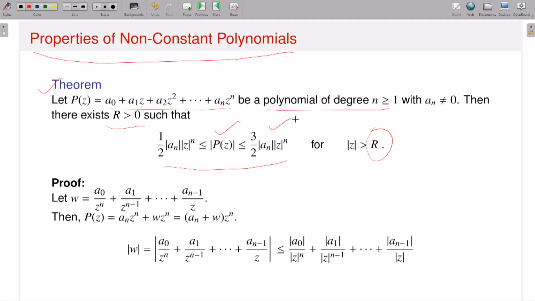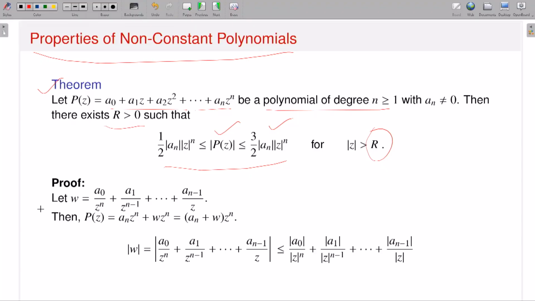Okay, so how to do that? There is a trick, a bit of algebra, and using the inequality I have already discussed in my earlier lectures, you will be able to prove it. So I am saying, consider a new complex number w which is like this: a0 divided by z to the n plus a1 divided by z to the n minus 1, up to an minus 1 divided by z. Suppose you consider this as w.